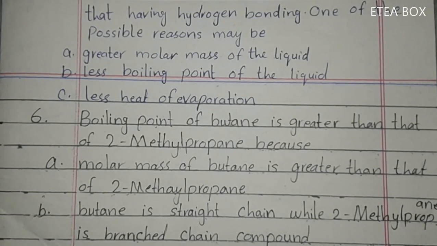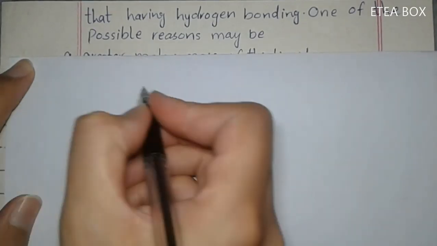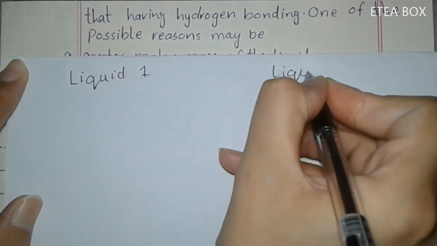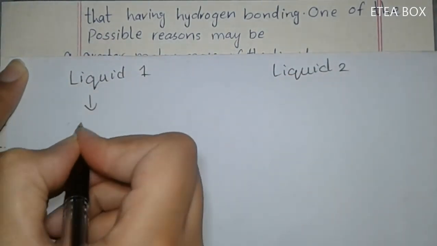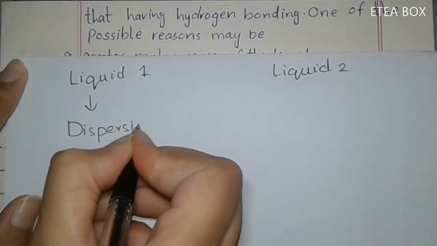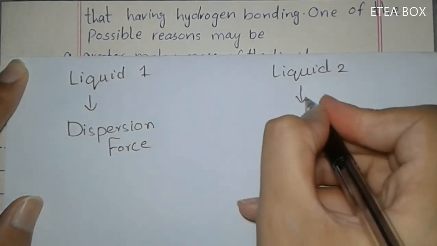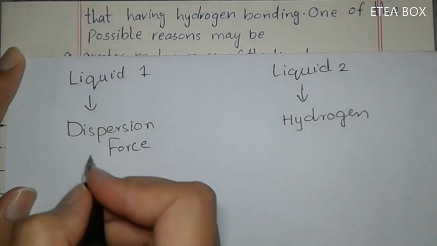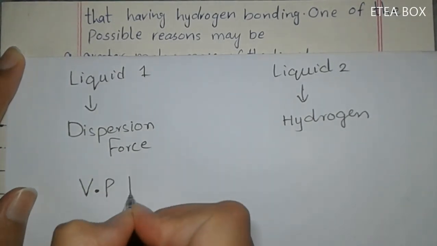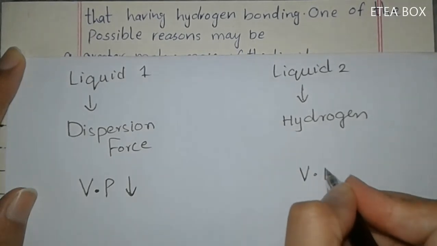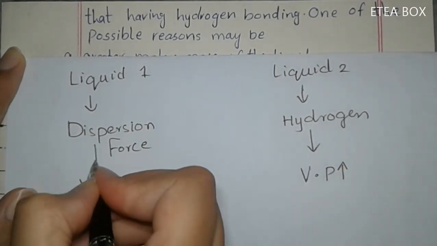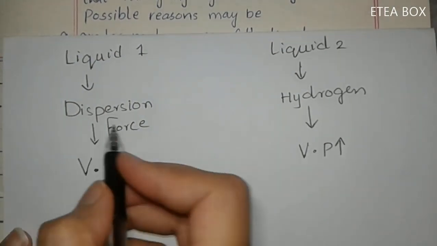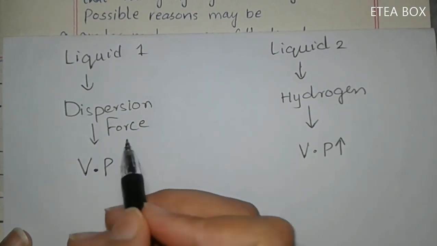Now see what is here in the MCQ. In the MCQ, they have said that there are two liquids, liquid 1 and liquid 2. Here one contains dispersion force, meaning London dispersion force, and the other contains hydrogen bonding. The vapor pressure of the liquid with London dispersion force is less, and the vapor pressure is high in those liquids which contain hydrogen bonds. Now they have asked what is the reason that the liquid having London dispersion forces has low vapor pressure.